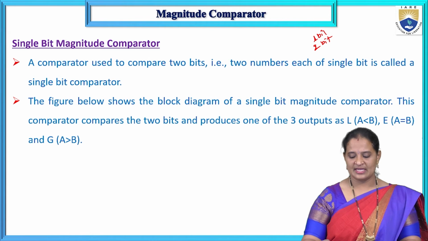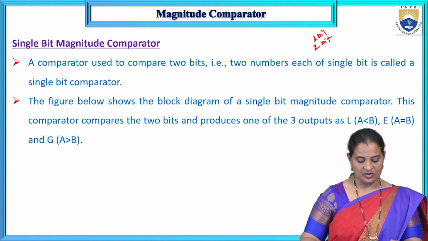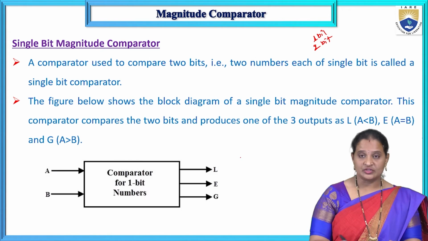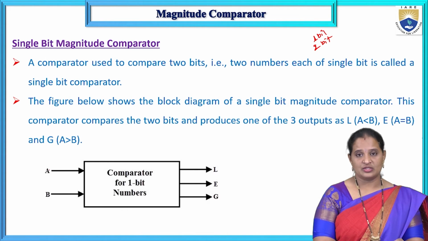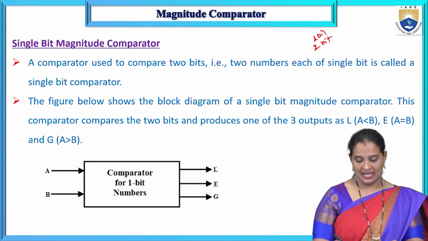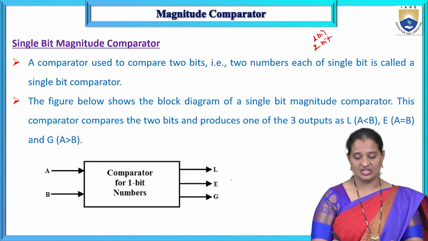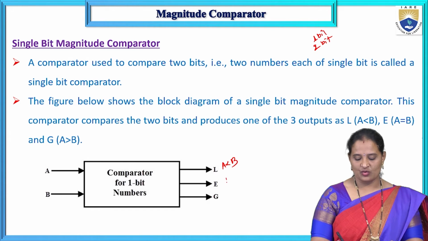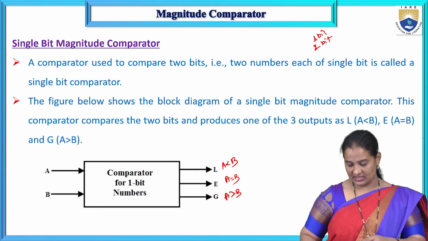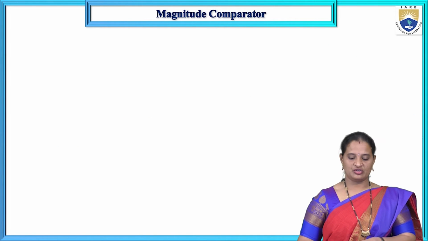So three outputs: A less than B, A equal to B, and A greater than B. So this is a block diagram of a comparator, one bit comparator. A, B are the inputs, and three outputs we have: L, E, G, that is A less than B, A equal to B, and A greater than B. So this is the block diagram of single bit magnitude comparator.